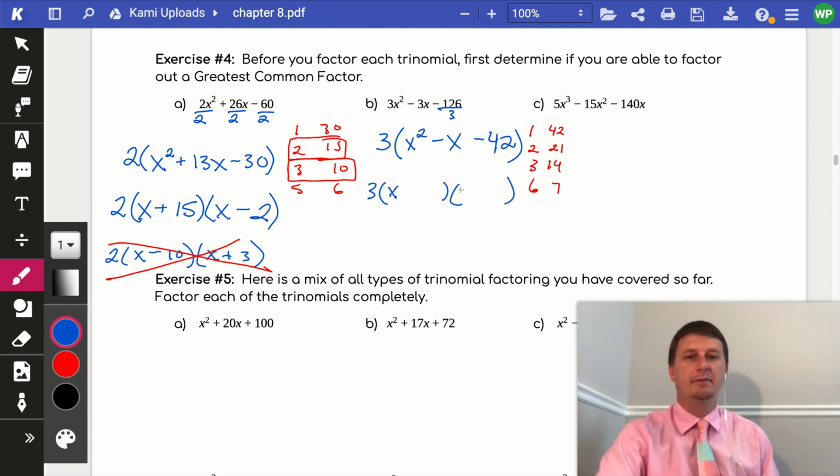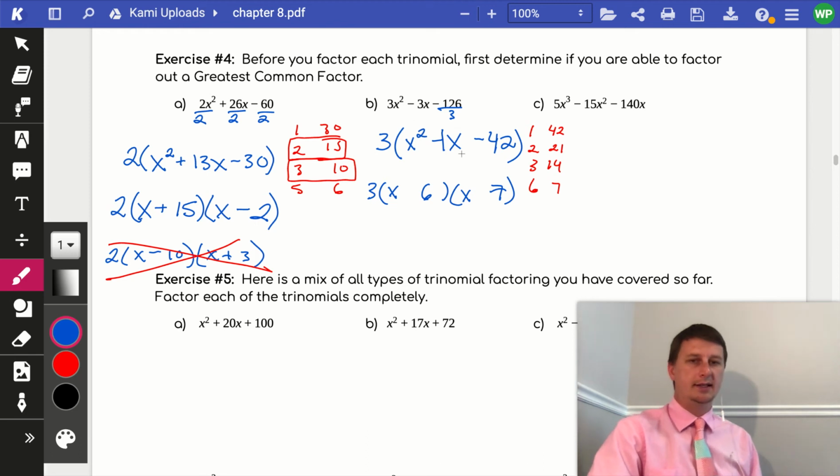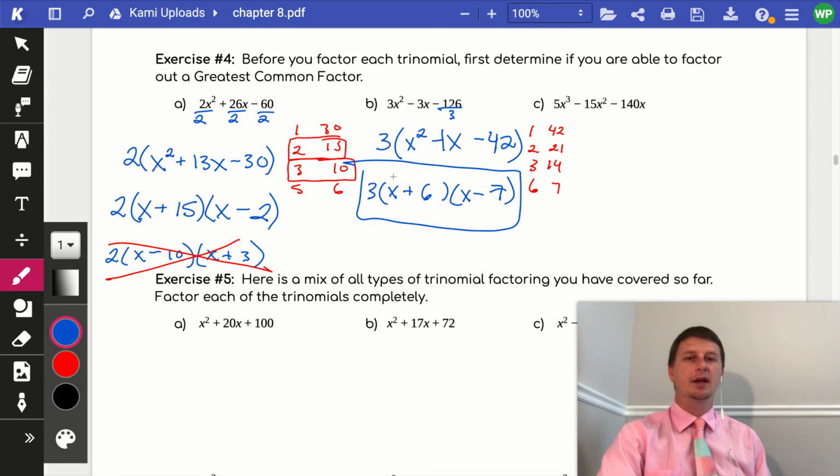But first, let's start off by heading off each of these parentheses with an x, because x times x will give us that x squared right there. And then we're going to be using 6 and 7. And how can we combine these to get a -1? That's the coefficient of the x term. Is it going to be 6 minus 7 or 7 minus 6? And to get a -1, we want to do positive 6 minus 7. So our final factorization here is going to be 3 times x plus 6 times x minus 7. That is 3x squared minus 3x minus 126 factored completely.